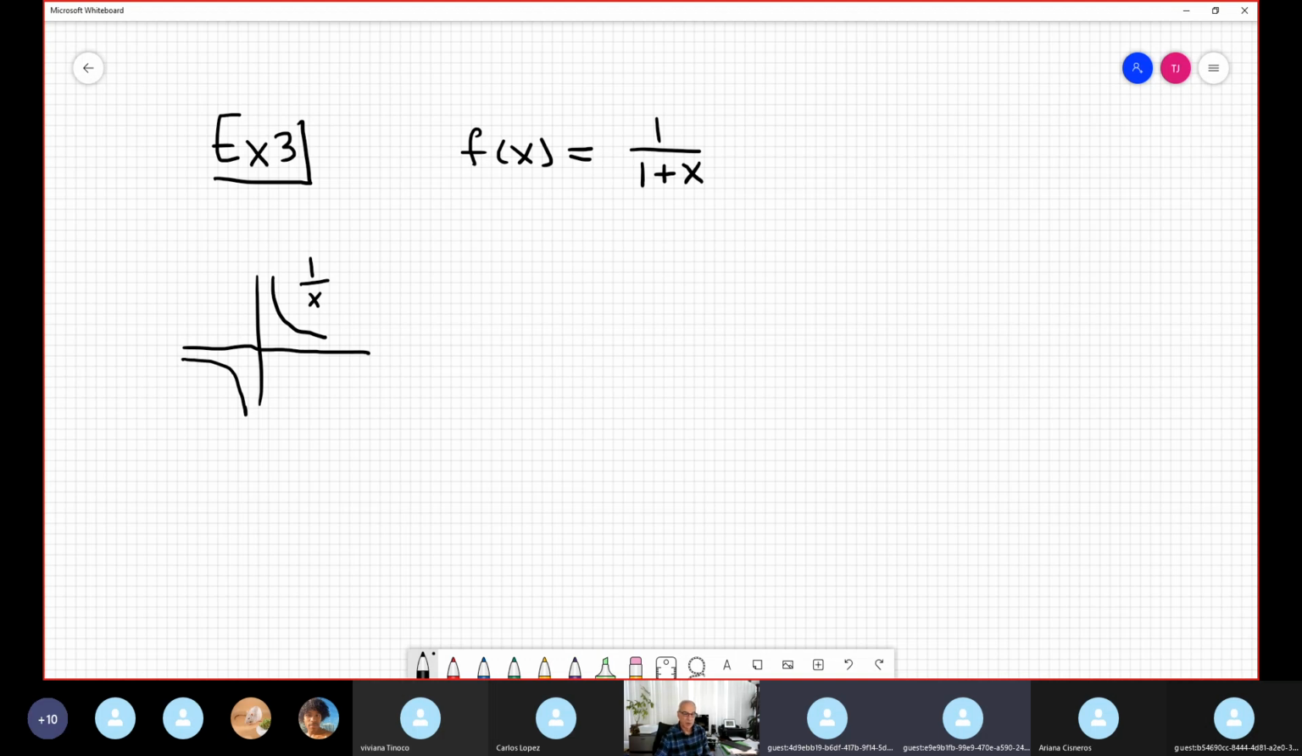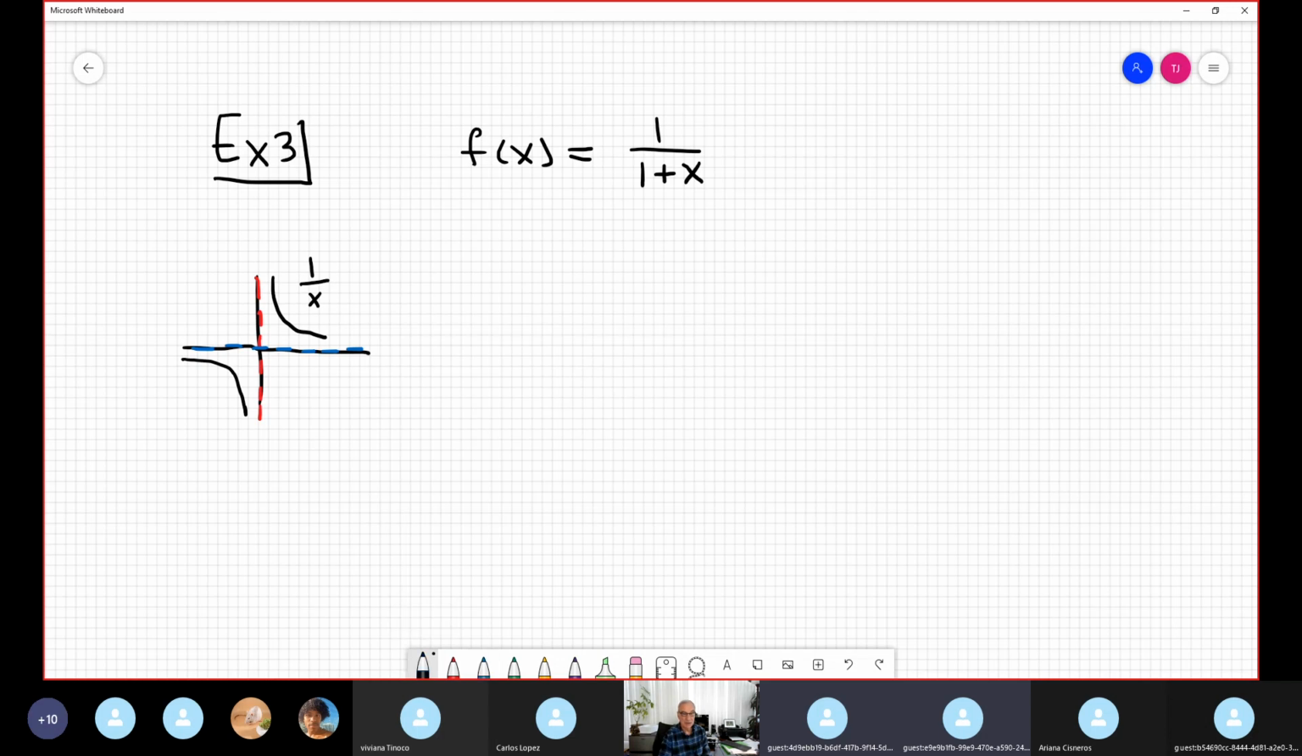This 1 over x has one vertical asymptote here at 0 and one horizontal asymptote at y equals 0. However, this is different because it's plus 1.